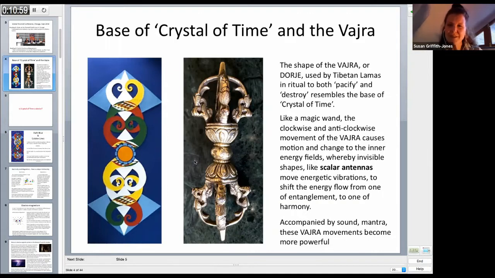Accompanied by sound and mantra, these Vajra movements become even more powerful. So we have this, in this sense, this combination of sound, as in the mantra, and light, the visual, as in the picture. So in biogeometry, you'd say the biogeometry signature. And in this sense, we have the shape of the object of the Vajra, and the energy, the actual function that it performs in its role, so to speak.